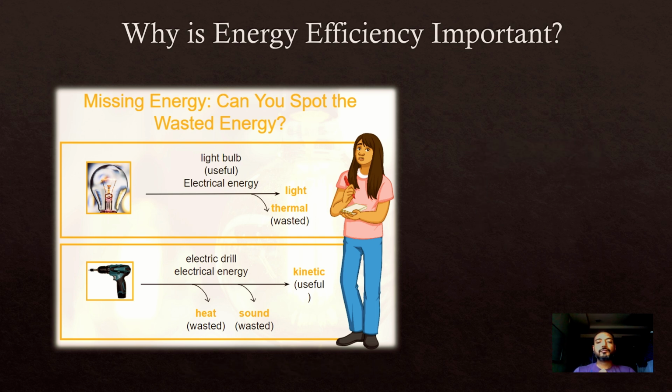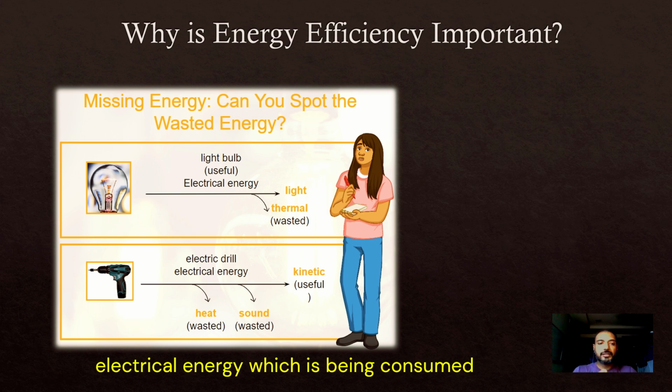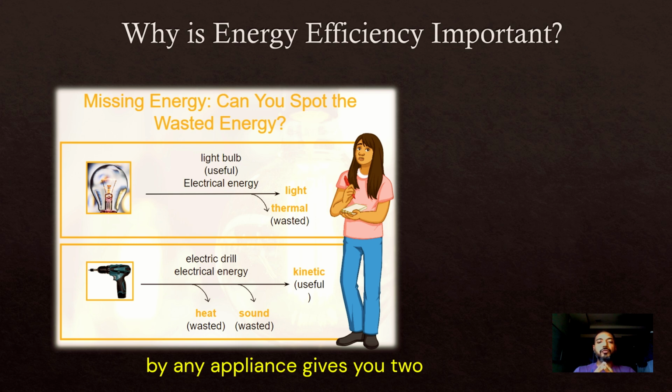So the input, or the electrical energy which is being consumed by any appliance, gives you two things: a useful energy and the wasted energy. That's why energy efficiency is very important.